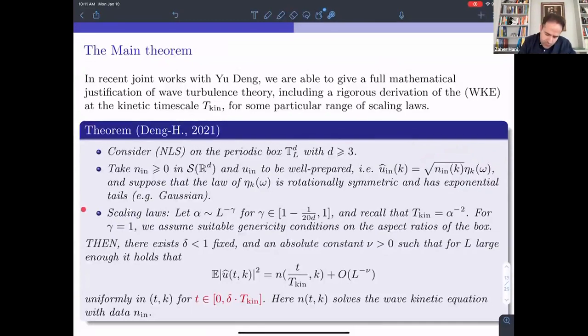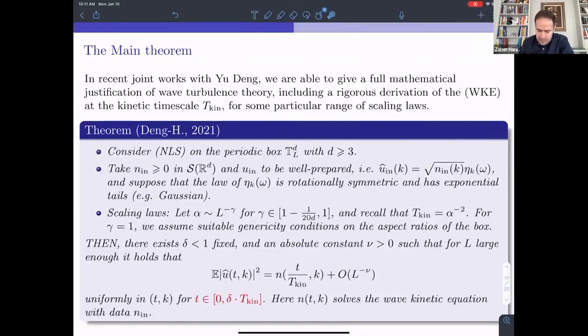Okay, the last thing that we need to clarify are the scaling laws for which our result applies. So again, the scaling law is alpha is like L to the minus gamma, and gamma has to be in this range. So it's sort of close to 1, including 1. But we can also deal with the case, say, up to 1 minus 1 over 20d. And we recall that the kinetic time scale is 1 over alpha squared.